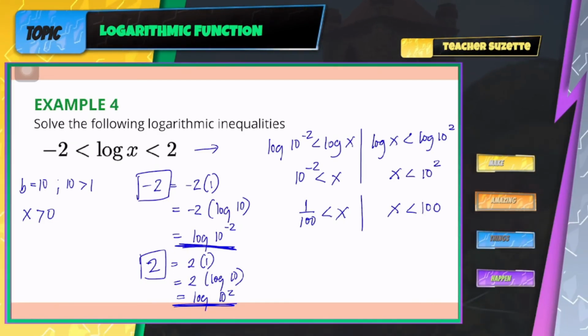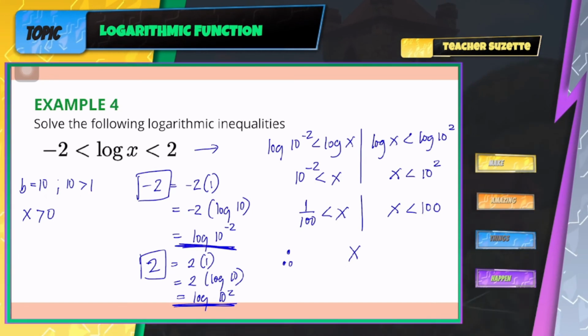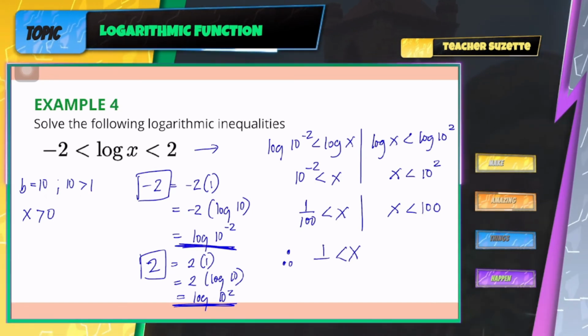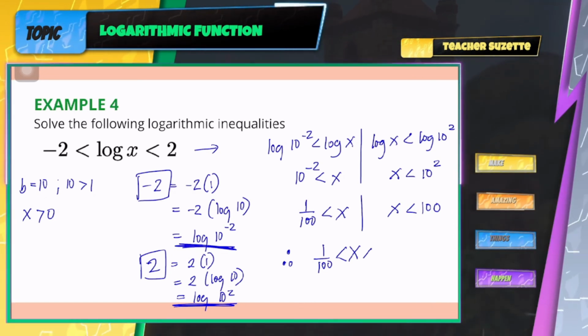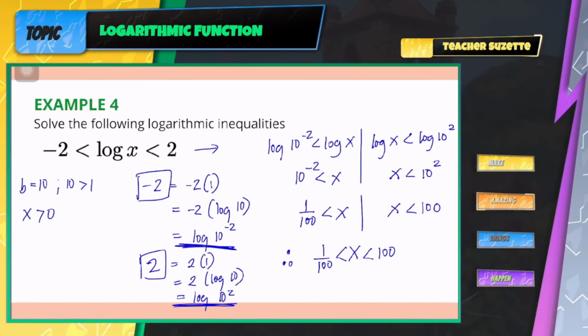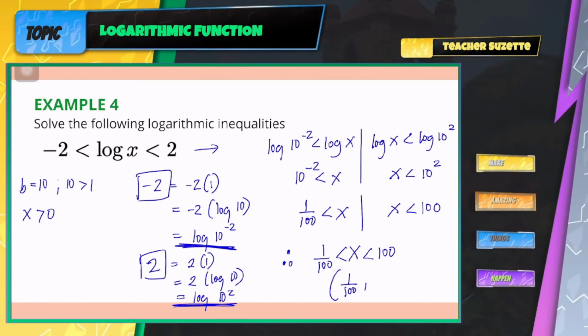Thus, we obtain the answer, which is x is greater than 1 over 100, or 0.01, but less than 100. This satisfies our earlier resulting condition wherein x should be greater than 0, and both values are positive. So, therefore, we can say that this is the solution. In interval form, that is 1 over 100, 100.